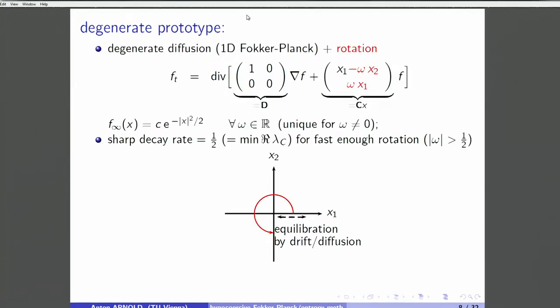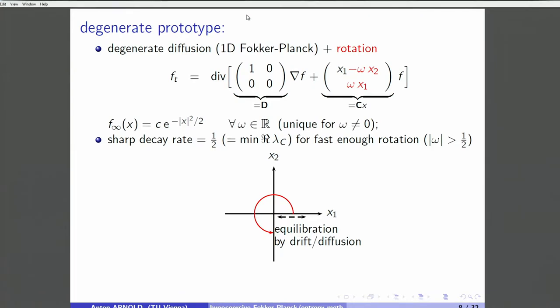these two mechanisms. So now let's look at a degenerate example. Here in the degenerate example, the diffusion matrix is singular, and assume for a moment that these red terms in the drift matrix are not there. Assume that omega is zero. So then on the right-hand side in this equation, I have again my standard Fokker-Planck equation, but only in the x1 direction, which means in the x1 direction, I have the equilibration just as on the previous page.